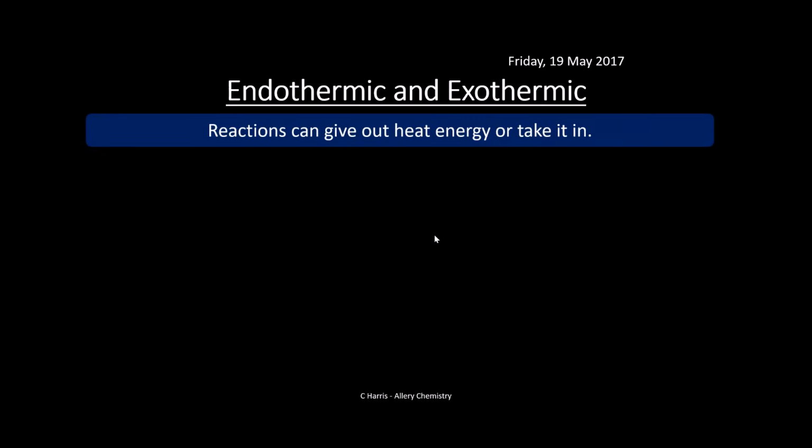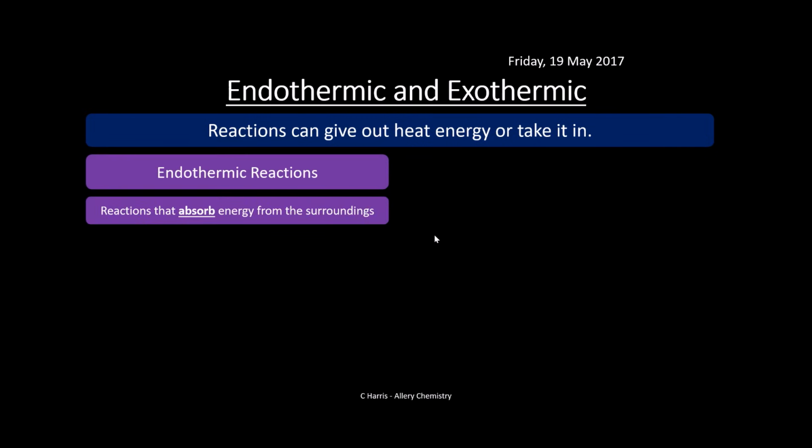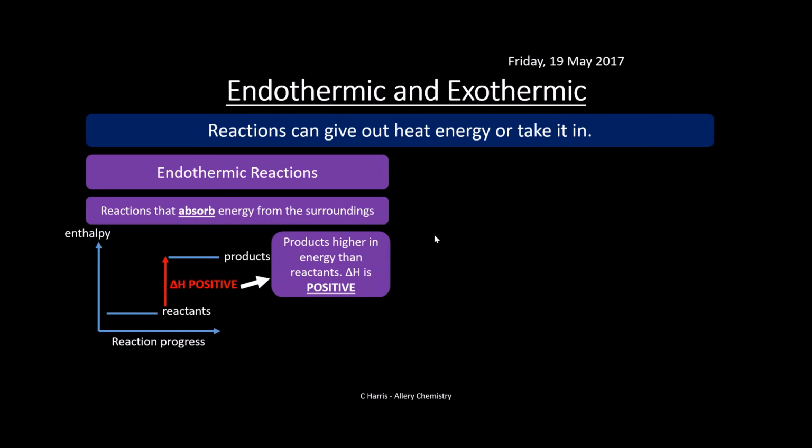Okay, endothermic and exothermic reactions. So reactions can take in or they can give out heat. Now we can get endothermic reactions. These are reactions which absorb energy from the surroundings. And you can see here that in this case we can set up an enthalpy diagram. And you can see that the reactants are lower in energy than the products. And because these are lower in energy, then we have a delta H that is positive. That means energy is needed to produce your product, so hence an endothermic reaction.